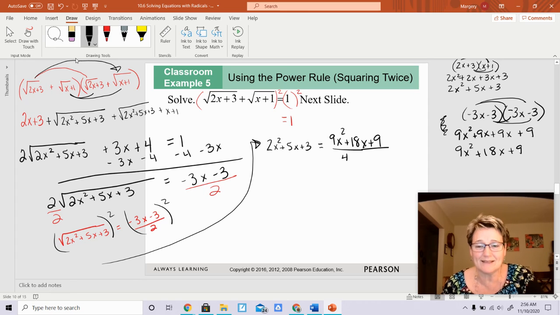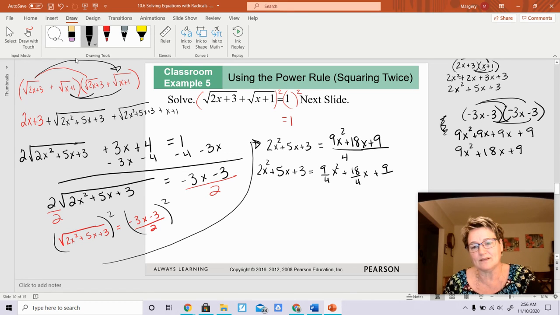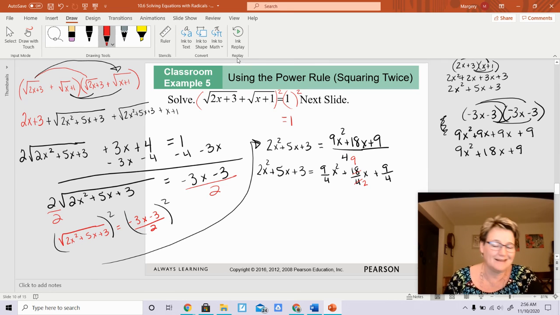So I'm going to break this all up just so that you can see it a little clearer. 2x squared plus 5x plus 3 equals 9/4 x squared plus 18/4 x plus 9/4. All right. Now the 18/4, I can actually simplify that a little bit. 2 goes into this 9 times, 2 goes into that twice. I don't know why I need to do that, but I'm going to do that anyways.